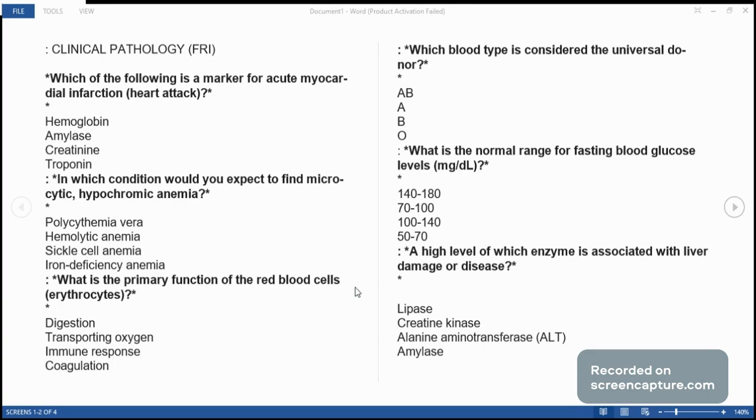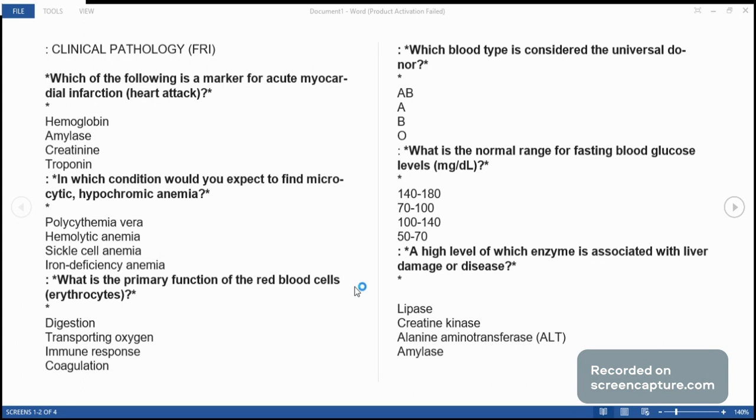Alanine aminotransferase is a liver enzyme that plays a role in amino acid metabolism. It is found primarily in the liver, and when liver cells are damaged or inflamed, just like the way you say troponin is in the cardiac, so this is also found in the liver. So ALT is released into the bloodstream, making it a highly specific marker for liver injury.